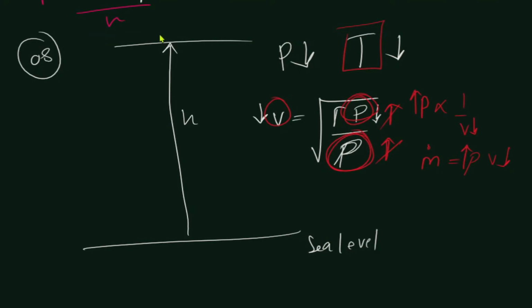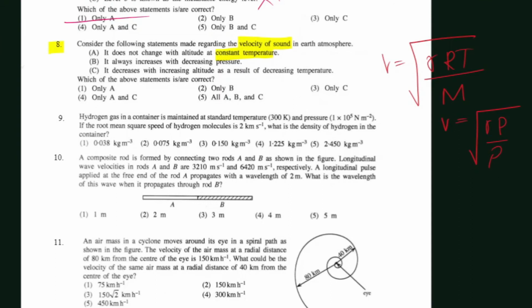Yes, actually when going up, pressure decreases, but does it matter to the velocity? No, it doesn't matter. Therefore, velocity does not change when going up, when the temperature is kept constant. So that statement is actually correct. The next one says it always increases with decreasing pressure. No, it doesn't depend on the pressure. The velocity of sound doesn't depend on the pressure. So it's incorrect.